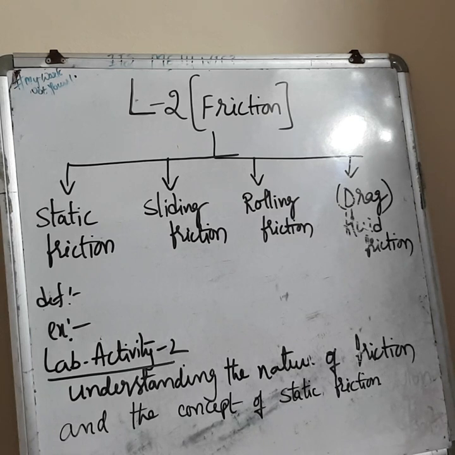Next one is rolling friction. What is rolling friction? When one body rolls over the surface of the other body, the friction offered is called rolling friction. What are the examples of this? When you are pulling a suitcase which has rollers, and ball bearings in machines. These are all examples of rolling friction.